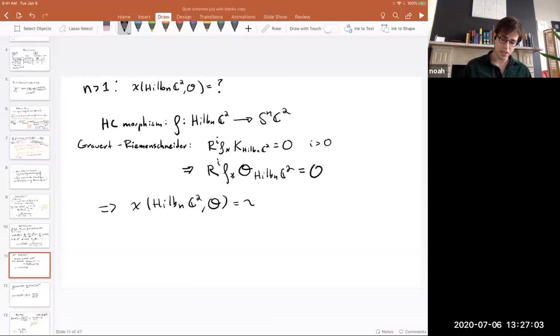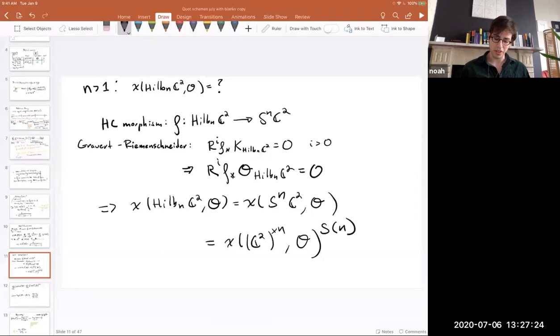That is the functions on the target. But functions on the symmetric product are the same as invariants for the symmetric group on the n-fold product.